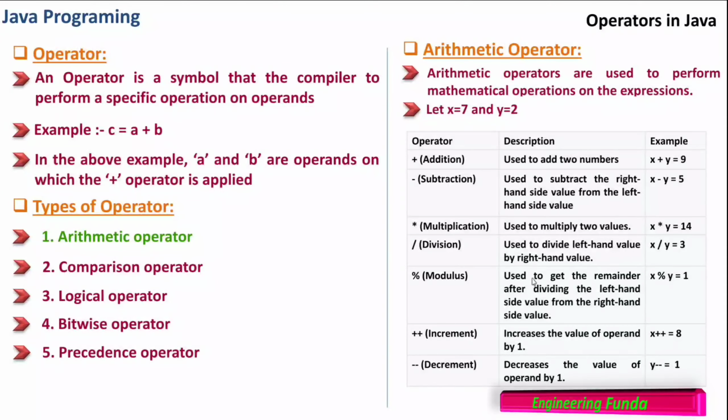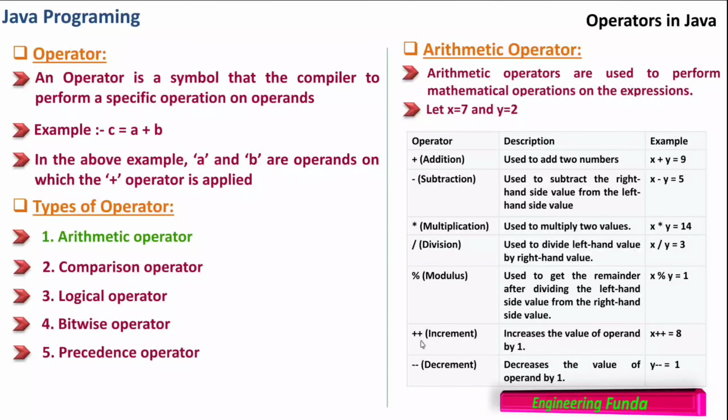Then modulus is used to get the remainder after dividing the left hand side value by the right hand side value. So if I divide 7 by 2, my quotient will be 3 and the remainder will be 1. So this modulus operation will give me the remainder part, which is 1 in this particular example.